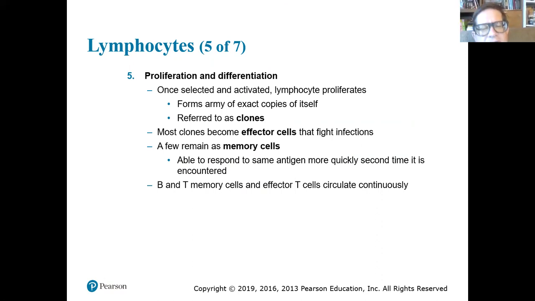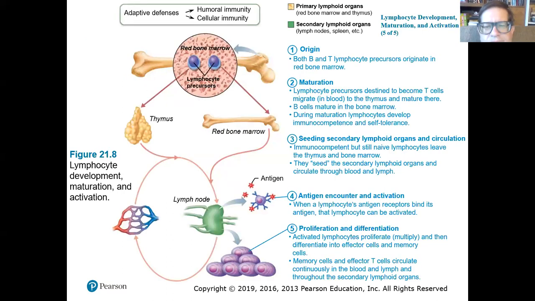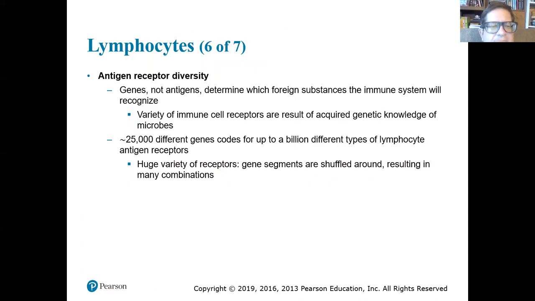Anyway, but yeah, you make an army of clones. And those are the effector cells, the ones that are going to do the fighting. A few of them are going to stay back as memory cells. And remember, there are T memory cells, there are B memory cells. They remember the previous infection, and if it happens again, they can respond faster. These B, these T, and these effector T cells are always in circulation. Okay, yeah, so we got that.